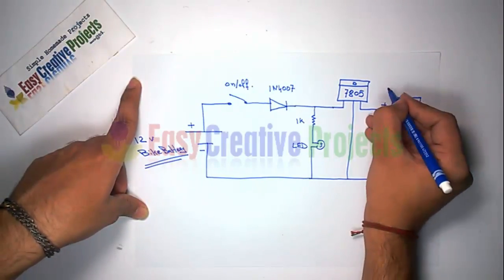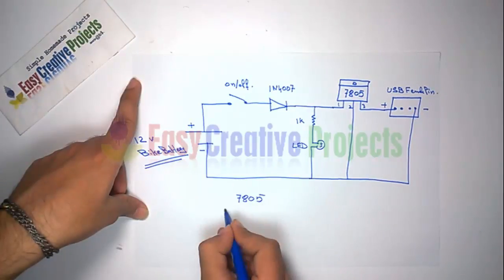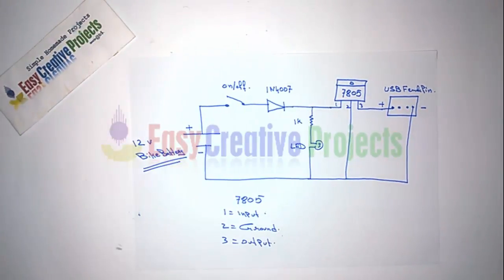The 7805 voltage regulator has 3 pins. First for input, second for ground, and third for output.